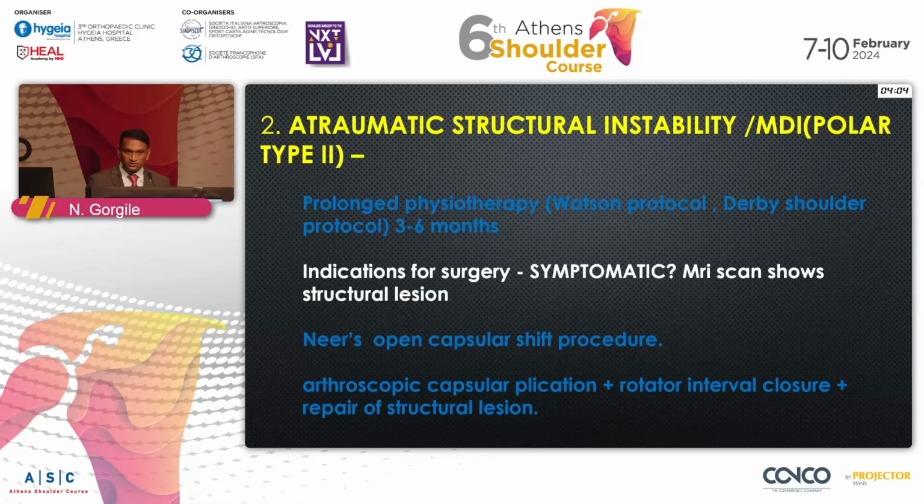What kind of operations can we do? We can do either the Neer open capsular shift procedure, but nowadays we do arthroscopic capsular plication with closure of the rotator interval and repair of the structural lesion.